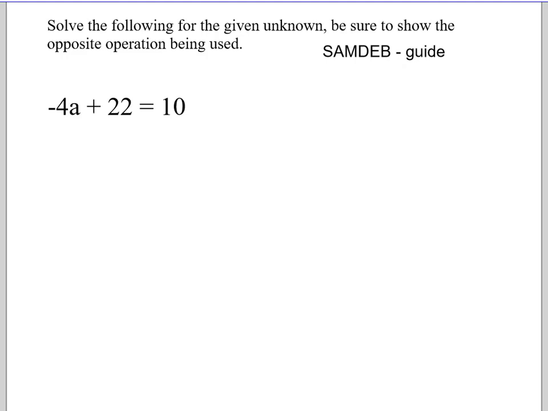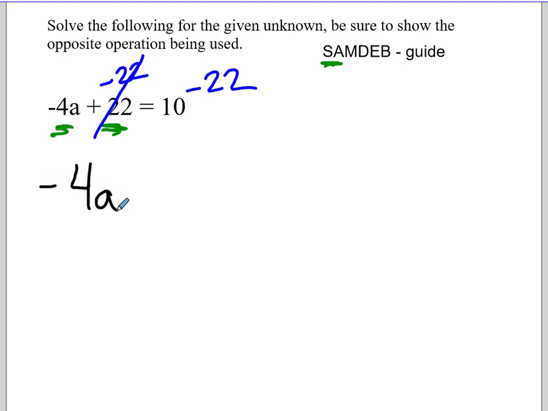Okay, so take a pause here and try this yourself. Again, SAMDEB is our guide. So in this problem, I see both a multiplication and an addition. So I want to do the addition first before I do the multiplication. So what is the opposite of adding 22? I subtract 22. And please get in the habit of writing that down. It makes a huge difference. These guys cancel, and then I rewrite my next line.